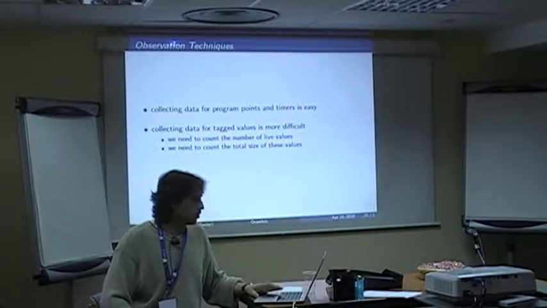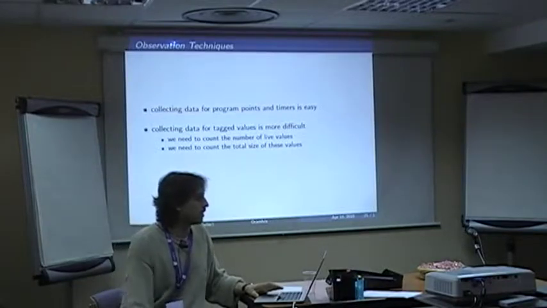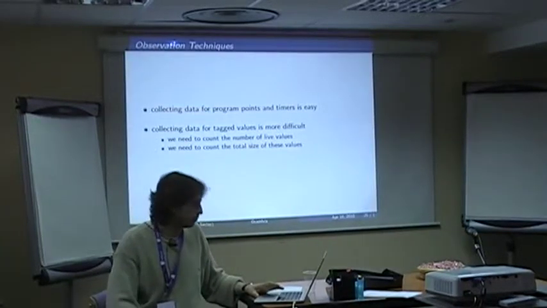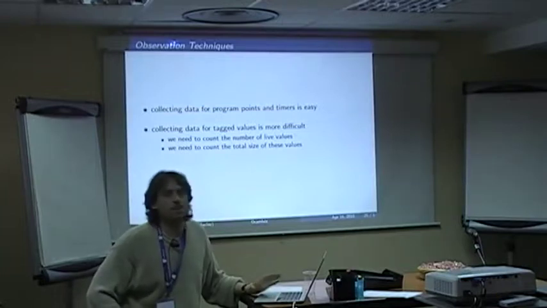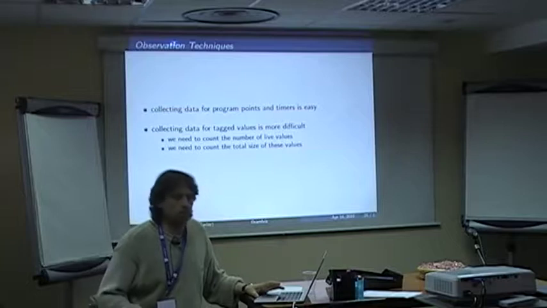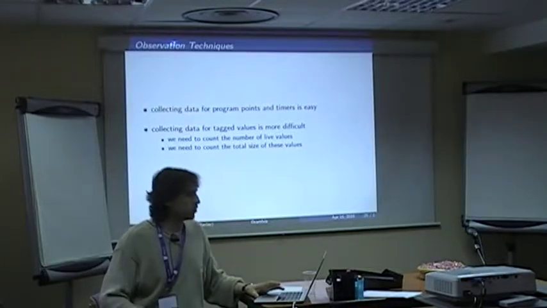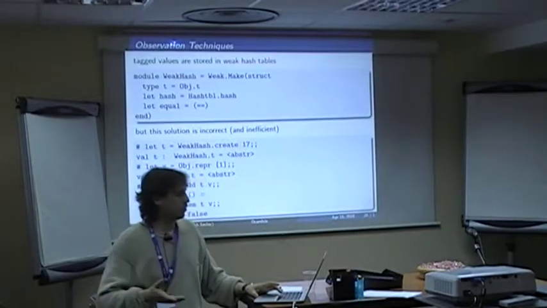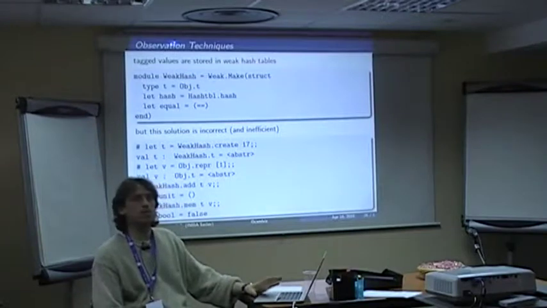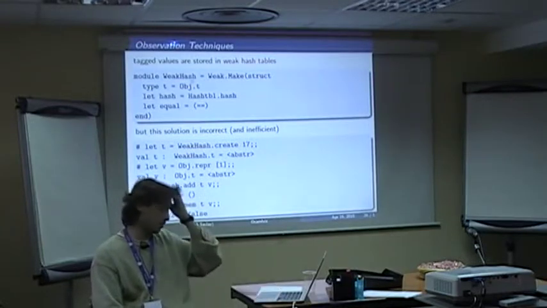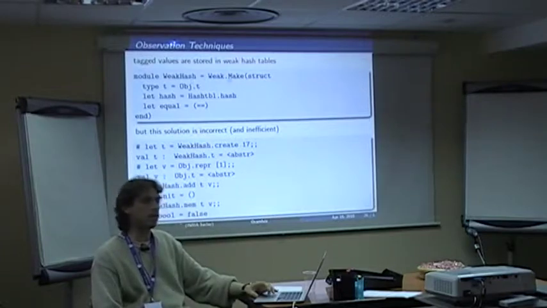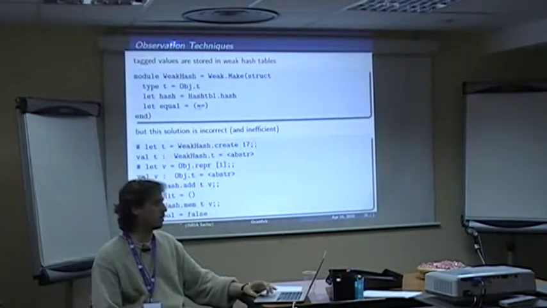So, about this observation technique. Collecting data for program points and timers is not difficult. But what is more difficult is to collect data for tag values. So what we need is to count the number of live values and to count the total size of these values. What we have used for that kind of thing is weak hash tables. So let's make just a very simple experiment. Suppose you declare a weak hash table like this, using this functor Make in the library Weak. The type t is Obj.t. You are using Hashtbl.hash, the generic hash function, and the physical equality function.